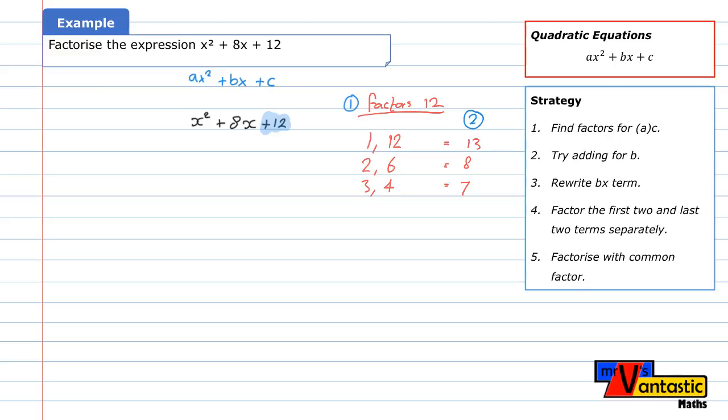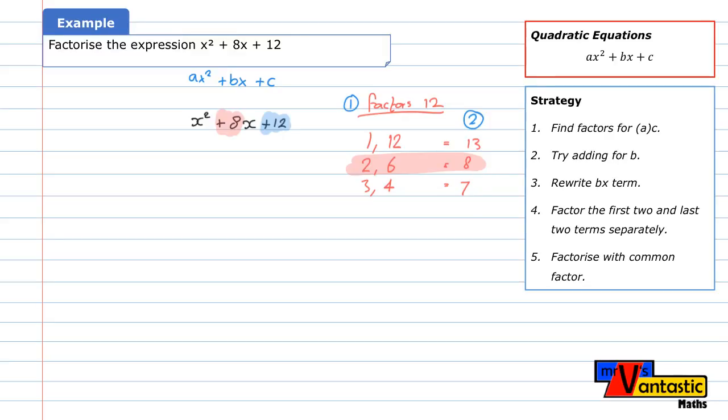Now, what we're looking for is the combination that yields this 8, the number in front of the x, the b term. Looking at the 3 possible sets, there's only one that adds up to 8, which is the 2 and the 6. So that is the combination that we're going for. 2 and 6 multiply to give 12, our c term, and they add up to give 8, our b term.